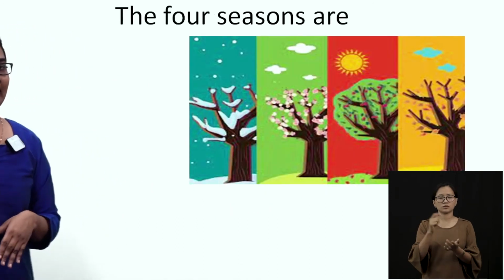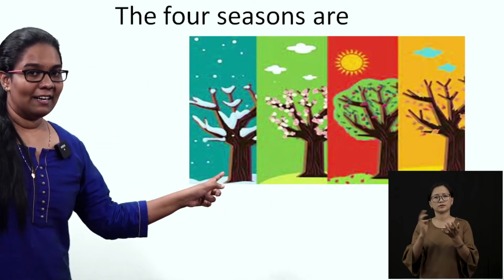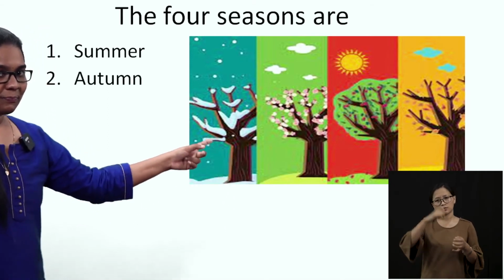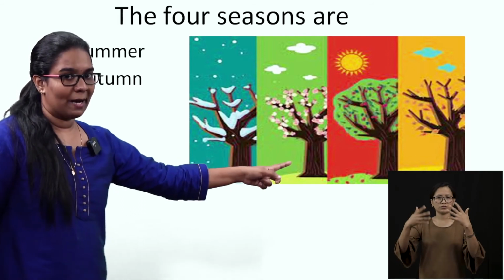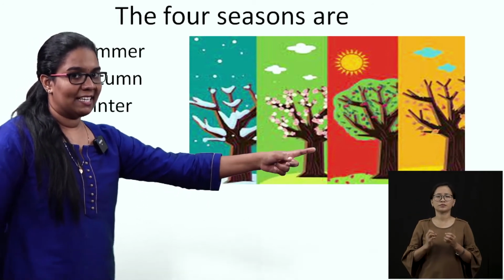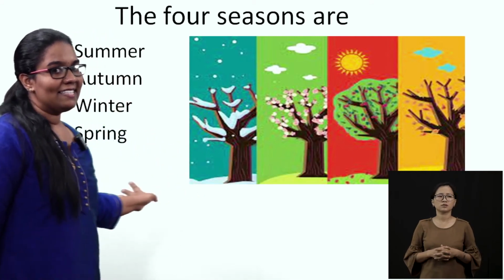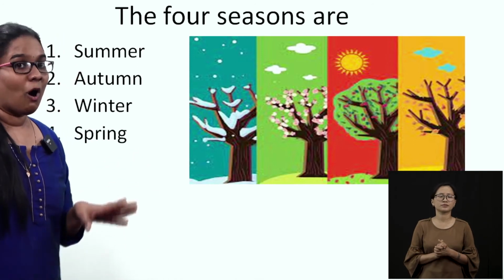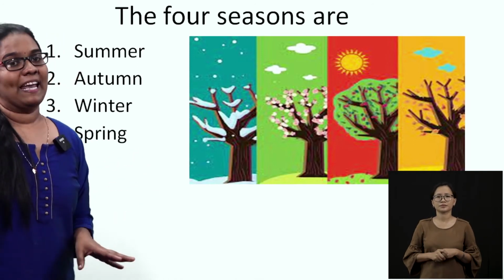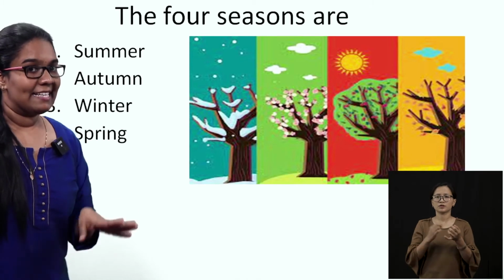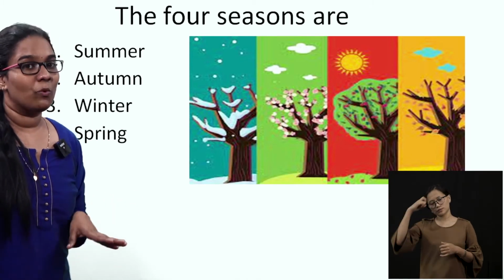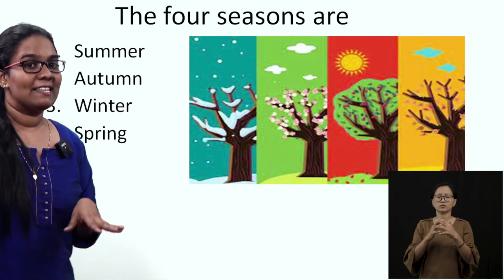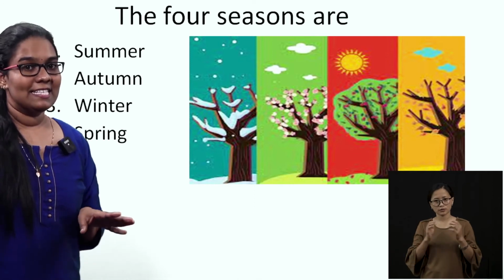Then, the 4 seasons are summer, autumn, winter, and spring. S-U-M-M-E-R, summer. A-U-T-U-M-N, autumn. Then winter, W-I-N-T-E-R, winter. Then spring, S-P-R-I-N-G, spring.